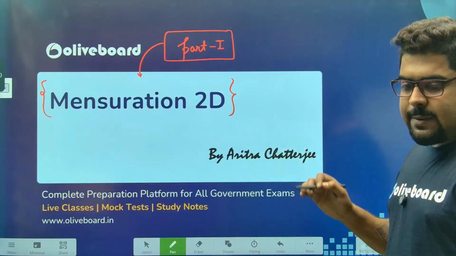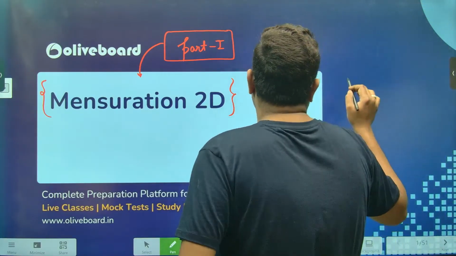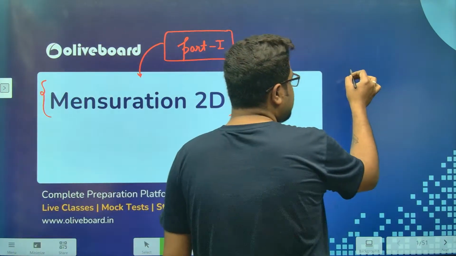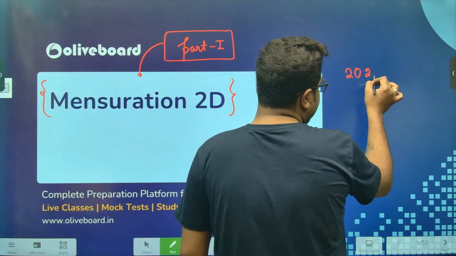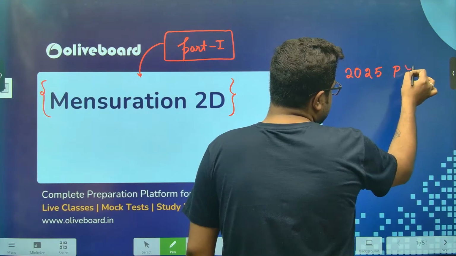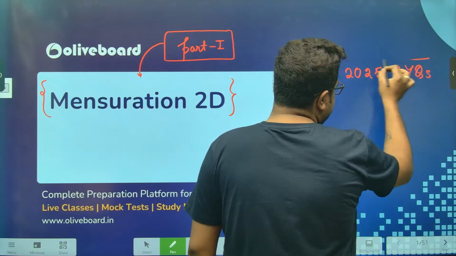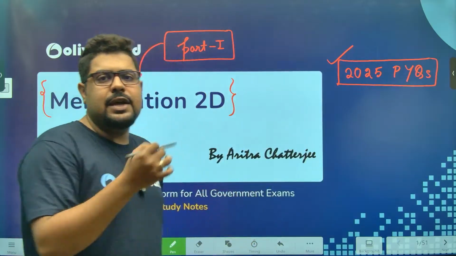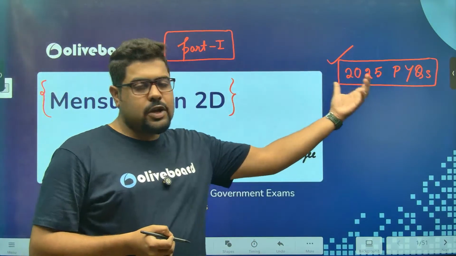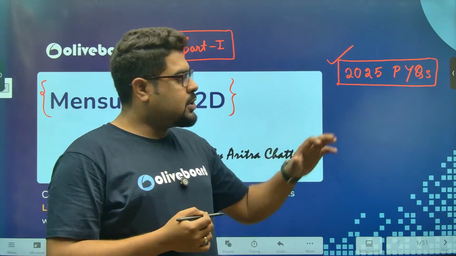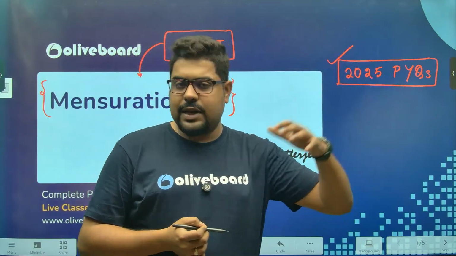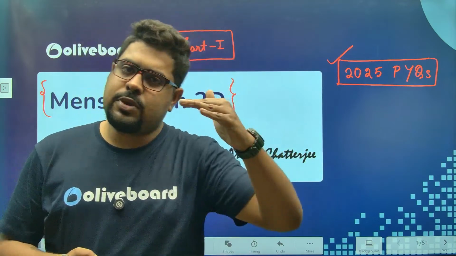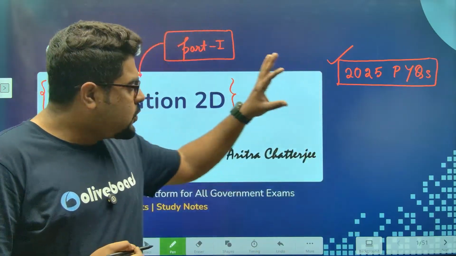Now, having said that, what all we are going to do? All the questions that we are going to solve today are going to be from 2025 PYQs. The pattern of mensuration changed or shifted drastically if you look at 2025 PYQs. Total 46 shifts of tier 1 if you take, mensuration came out to be one of the top 3 topics, both 2D as well as 3D.